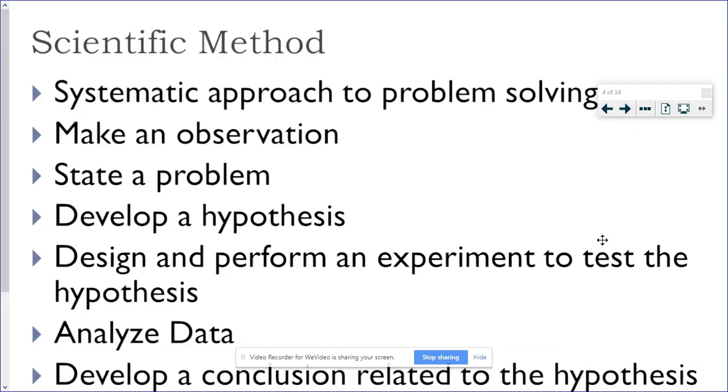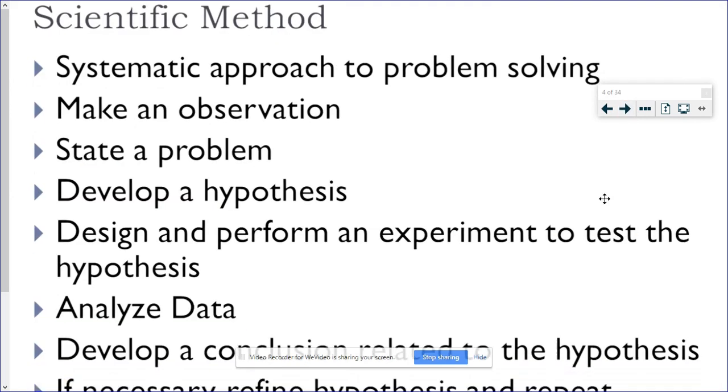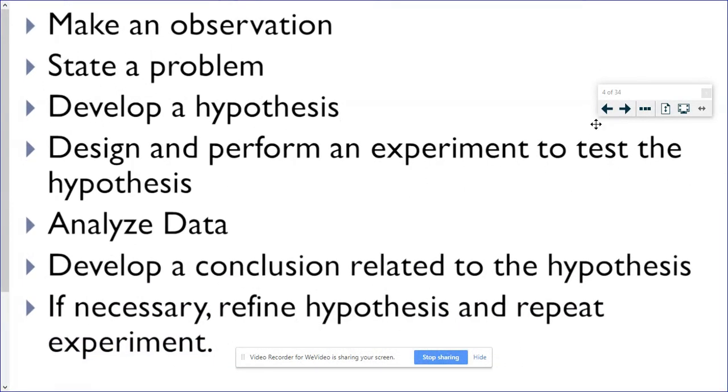So we do use the scientific method in here, a systematic approach to problem solving. You're going to make an observation. You're going to state a problem, develop a hypothesis, which is generally considered to be an if-then statement: if this happens, then this will occur. Design and perform an experiment to test the hypothesis. You analyze your data, develop a conclusion related to it, and then if the hypothesis isn't valid, you would refine that and then repeat the experiment.